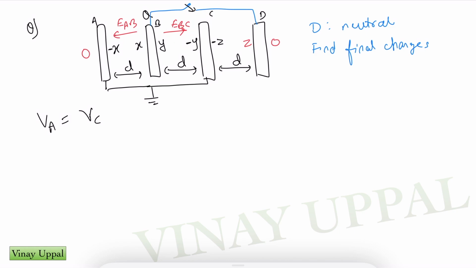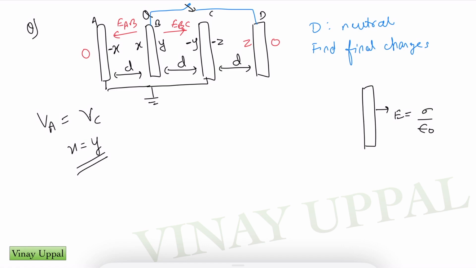Because what is the field near a plate? The field near a conducting plate or conductor is sigma by epsilon naught. And sigma is charge per unit area. So because the fields EAB and EBC have to be equal, X and Y also have to be equal. So we immediately get that X and Y have to be equal.